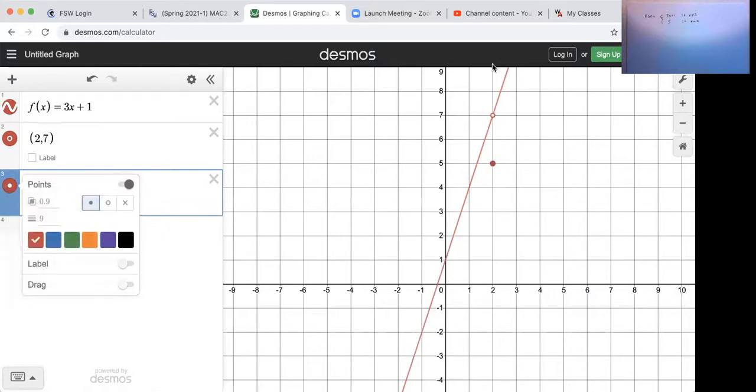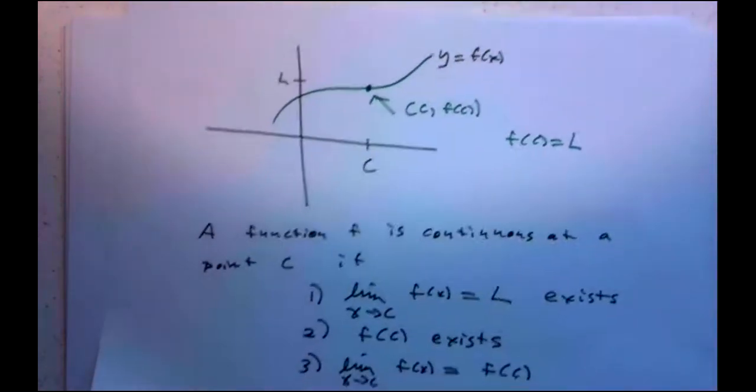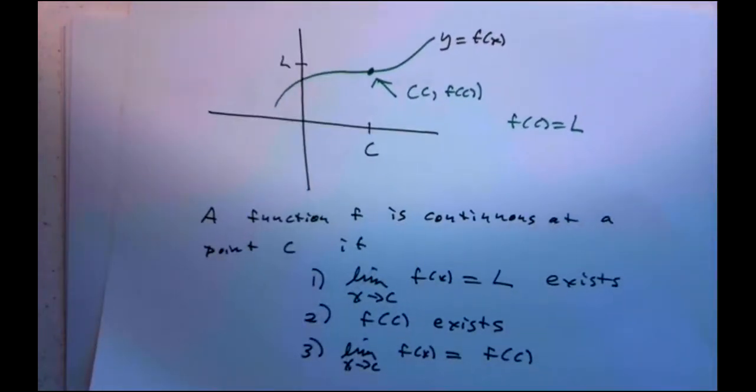First off, it does pass the vertical line test. Notice a vertical line only hits it in one point. However, there's a gap. It is a removable discontinuity, but what's our issue here? Well, let's take a look. What are the facts that we need to have to prove that something is continuous? Remember, the limit has to exist, the function has to exist, and they have to be the same.